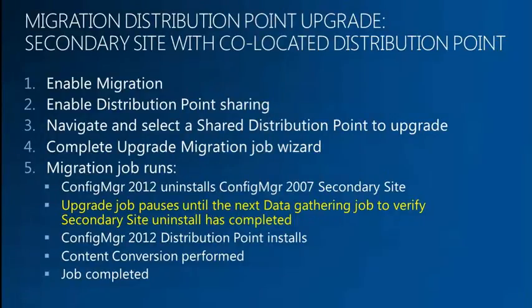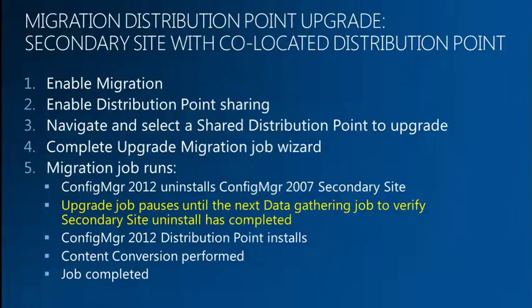So what we actually do is pause that whole action, and we wait for the next data gathering job to happen. By default, it's every 4 hours. Good, you're close, that's why I could hear it. Every 4 hours. So we're going to wait another 4 hours to see if that secondary site has completed the uninstall. And if it has, then we'll move right into deploying the 2012 distribution point.